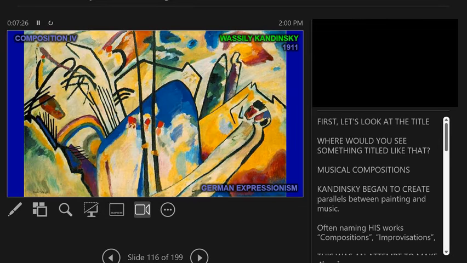So I want to show you this one right here. I want you to look at the title. Where would you see another title like that? Yeah, musical compositions. So they are trying to get away from things that relate to our world. So in this painting, there are some things that are recognizable. However, they are striving to be more and more abstract, and so their titles are becoming more abstract, like music titles are abstract.